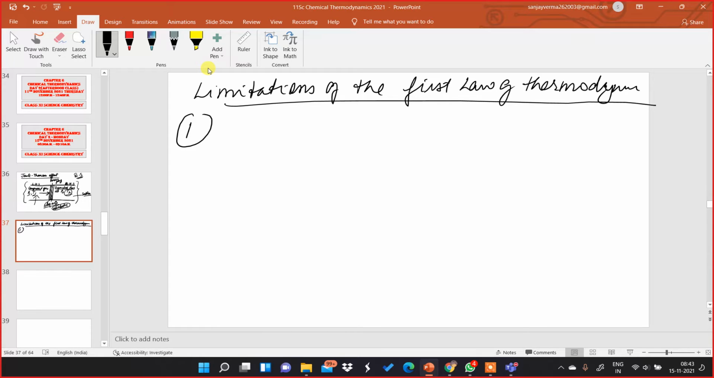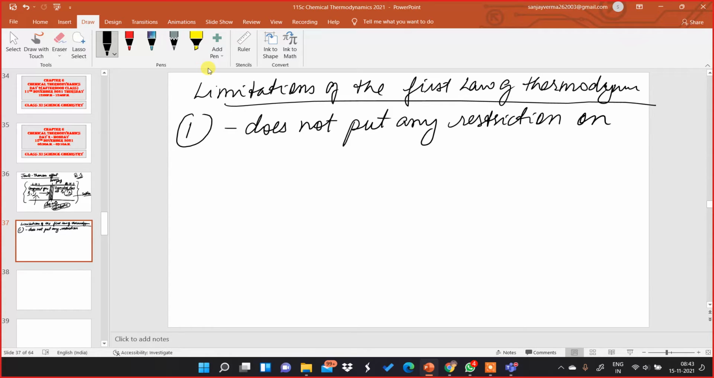The first law does not put any restriction on the direction of flow of heat. That is an important point. The first law does not put any restriction on the direction of flow of heat. That means it does not define in which direction the heat is flowing.